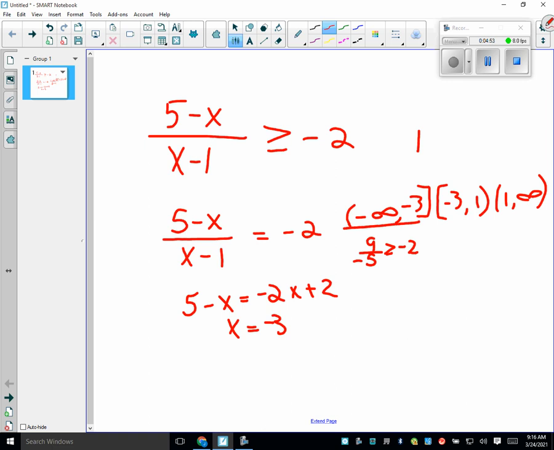What are we going to use here? 0, which gives me, is that greater than negative 2? And my last one, can we use 2? So 3/1? Does that work? So this is my answer.